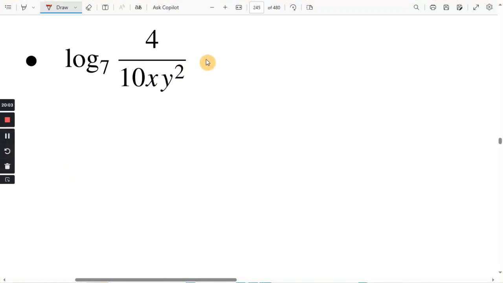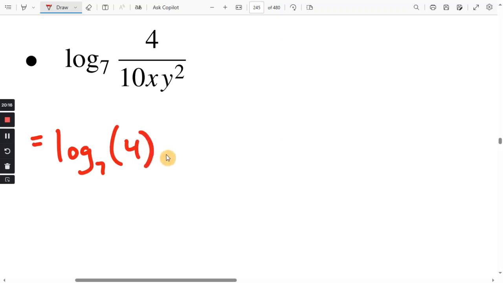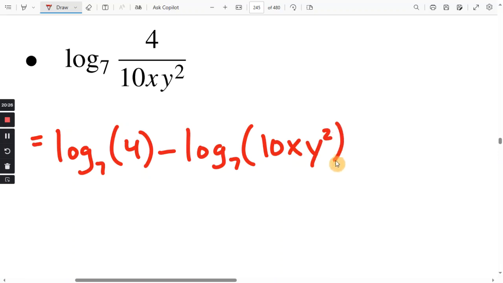All right, we have a log base 7. This is A divided by B, so it's going to be the log base 7 of A minus the log base 7 of B. 10xy squared. All right, nothing we can do here. So I am going to keep log base 7 of 4. And we have a minus sign.